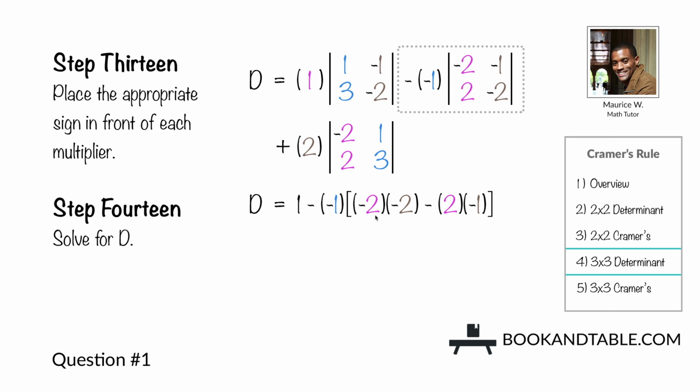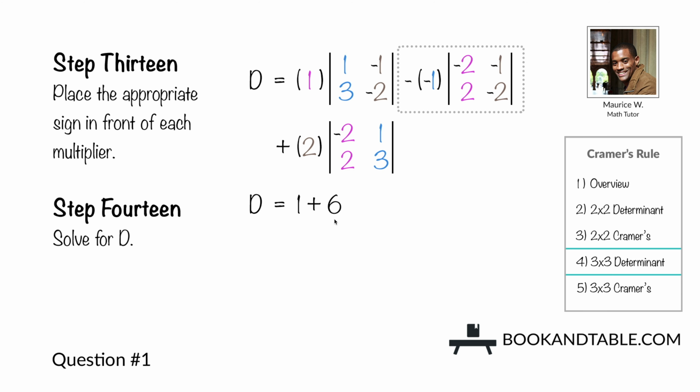Starting on the inside, we have -2 times -2, which is +4. 4 minus 2 times -1 would be 4 minus -2, which is equivalent to 4 plus 2. And 4 plus 2 is 6. -1 times 6 is -6. 1 minus -6 is 1 plus 6. So for the second 2x2, we get 6.